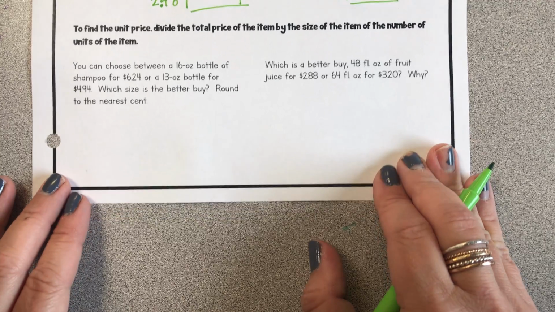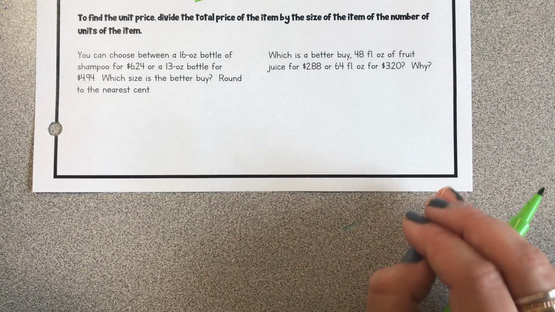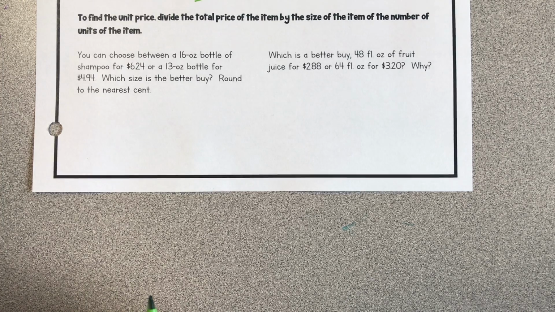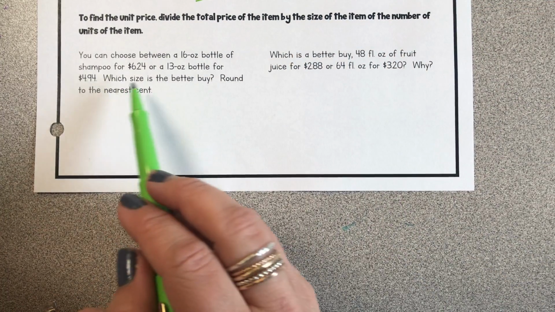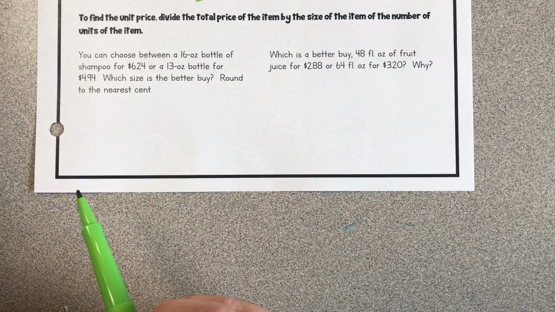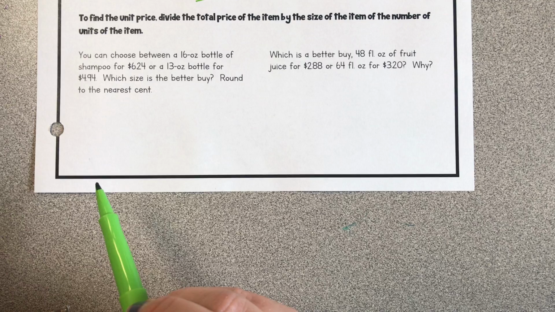Okay, so sometimes you're not going to be given the unit price, you're going to be asked to find it. So it says to find the unit price, divide the price of the item by the size of the item, that should say, or the number of units. So you can choose between a 16-ounce bottle of shampoo for $6.24 or a 13-ounce bottle for $4.94. Which is the better buy?